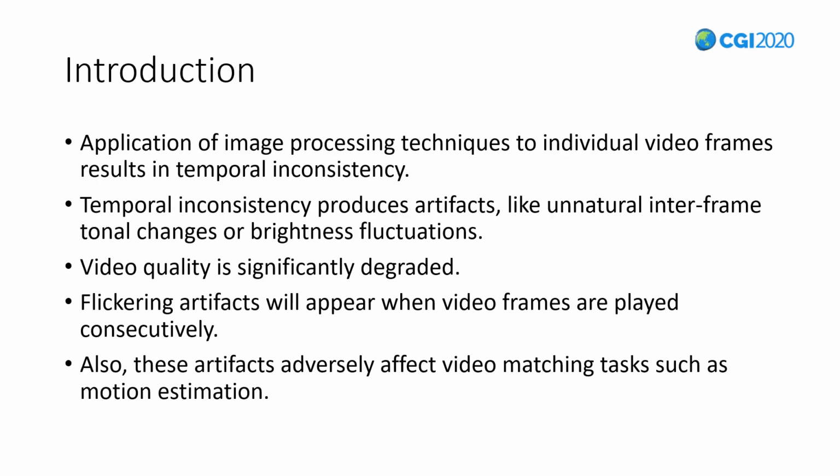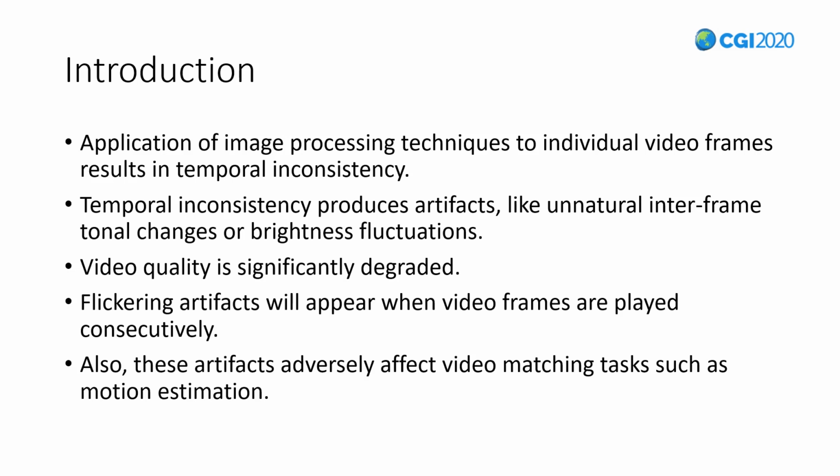So, what is temporal inconsistency? Well, directly applying image processing techniques to individual video frames results in temporal inconsistency. And temporal inconsistency produces artifacts like unnatural tonal variations between frames or brightness fluctuations. And because of these artifacts, the quality of video is significantly degraded.